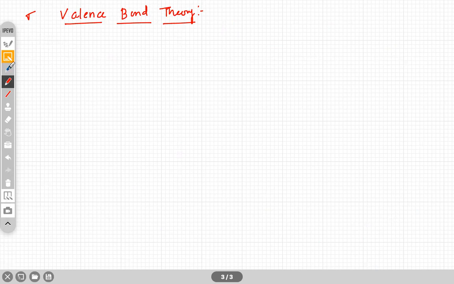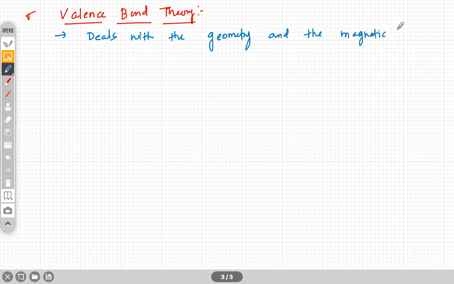Write down: this theory mainly deals with the geometry and the magnetic property of the complex. The main postulates are as follows.